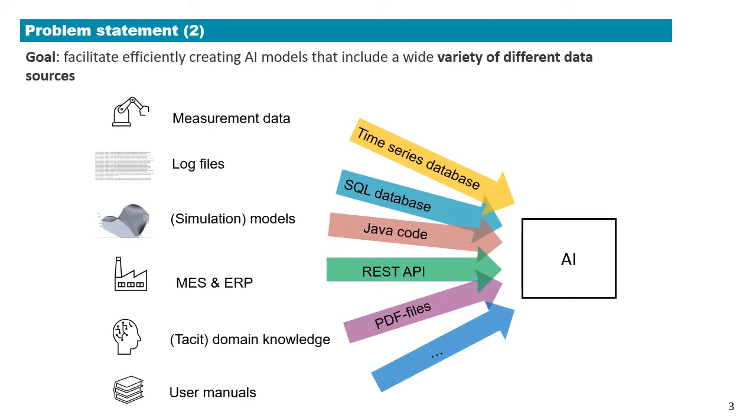Our goal here is to facilitate the creation of an AI model that not only includes measurement data, but also a variety of other heterogeneous data sources that can be found in a production context, such as log files, simulation and other types of models, information from the MES and ERP system, domain knowledge, and user manuals. Typically, these different data sources are also found in different physical locations within the company, such as on time series databases or SQL databases, within code, accessed through REST APIs, within PDF files, and so on.